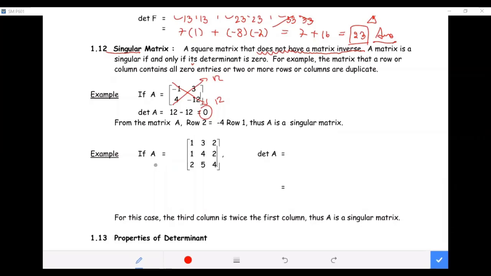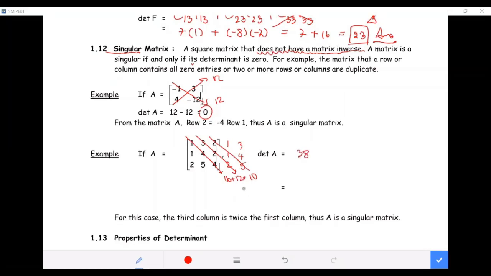Okay, so we're going to find this determinant of A. Let's use a shortcut. I'm going to write it down here. You have to copy the first column and the second column, so you write 1, 1, 2, 3, 4, 5 there. Then you go cross down. That is 16. Cross down, that is 12. Cross down, that is 10. Add up, that will be 28, 38. Okay, 38.